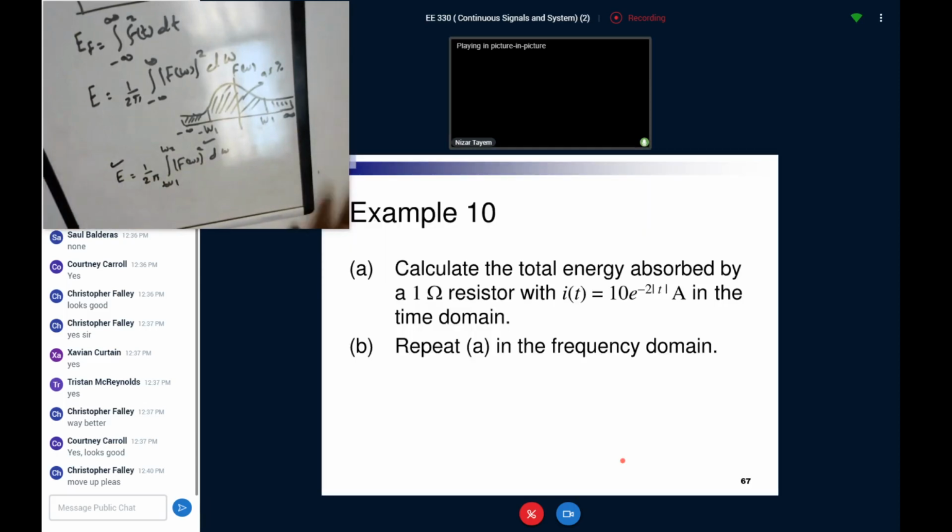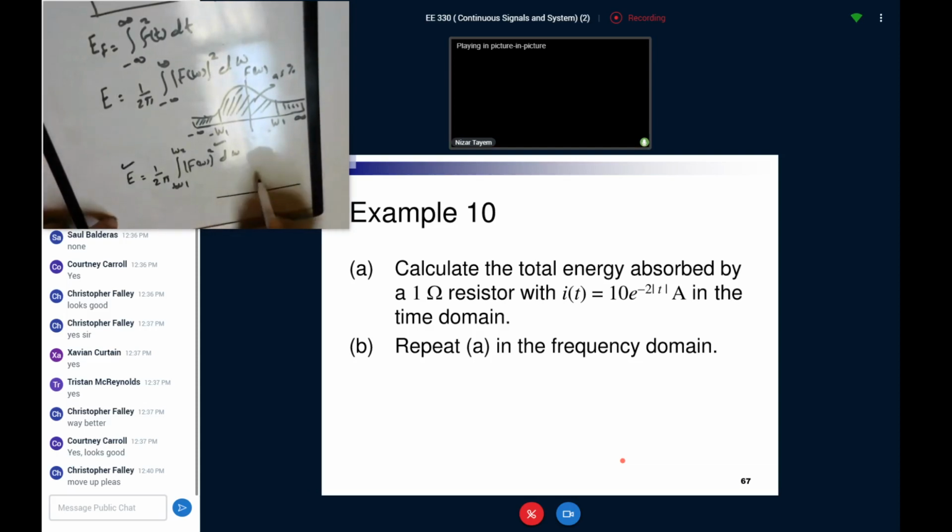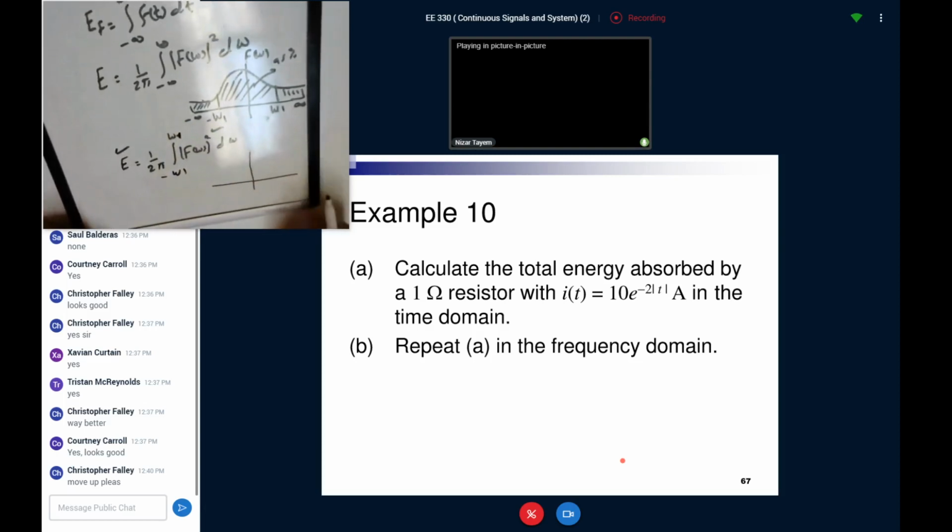So here is an example. Calculate the total energy absorbed by... Dr. Simon, yes. I apologize, but it's not clear from the drawing what omega 2 is. Can you explain that? Omega 2, just assume the signal is not symmetric, okay? Then we can find from omega 1 to omega 2. But if it's symmetric, we can just do from minus omega 1 to omega 1. Is this clear? Depending on the spectrum of the signal, we can decide.